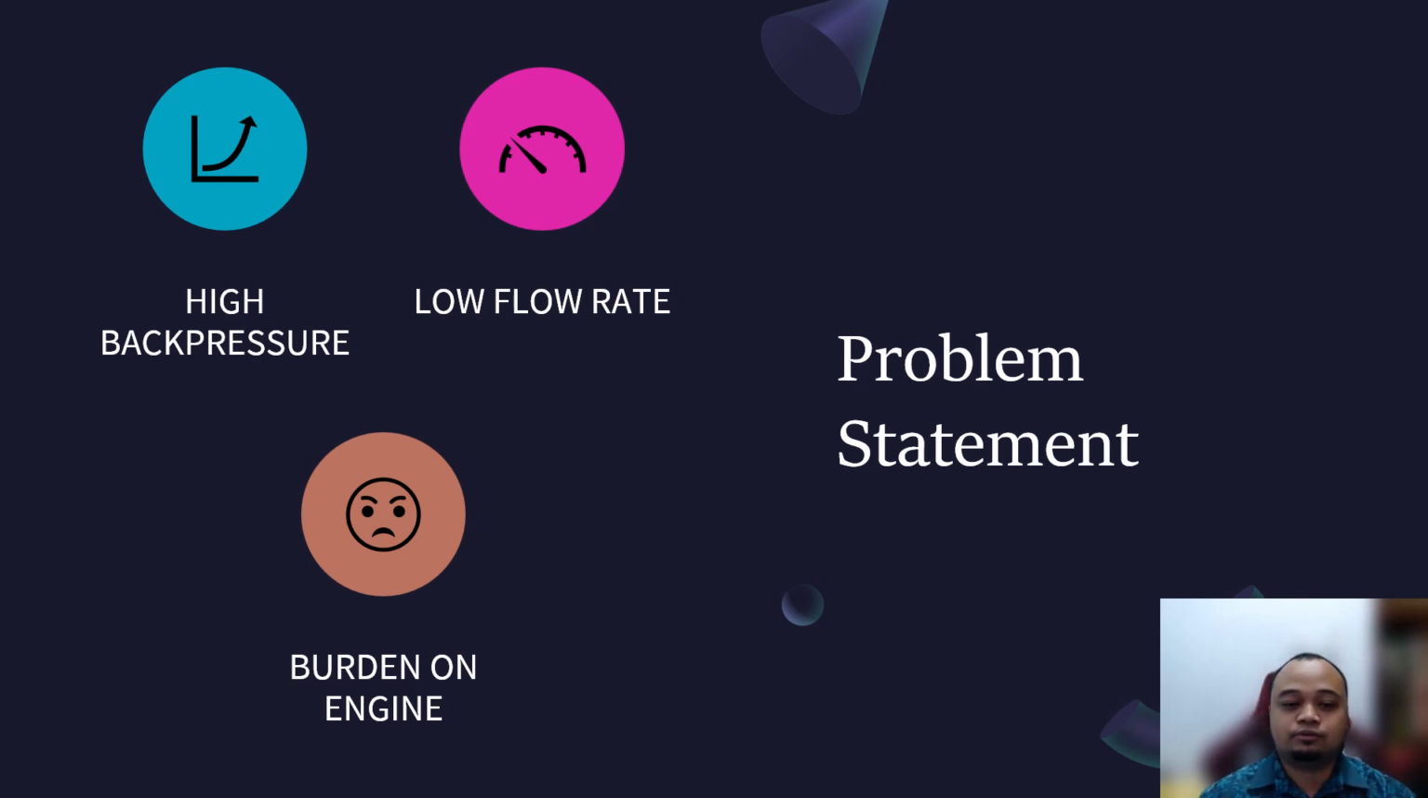Because of it, a second problem follows, which is a low flow rate of exhaust gas inside the exhaust muffler, where it affects the whole exhaust gas flow in the exhaust system itself. Because of these two problems, it raises the third problem, which is a burden on the engine, where it needs to work more to push all of the gases away and ensure they will not flow back to the engine. So in this study, I want to solve the first two problems, because if those two problems can be catered for, the third problem will follow automatically.